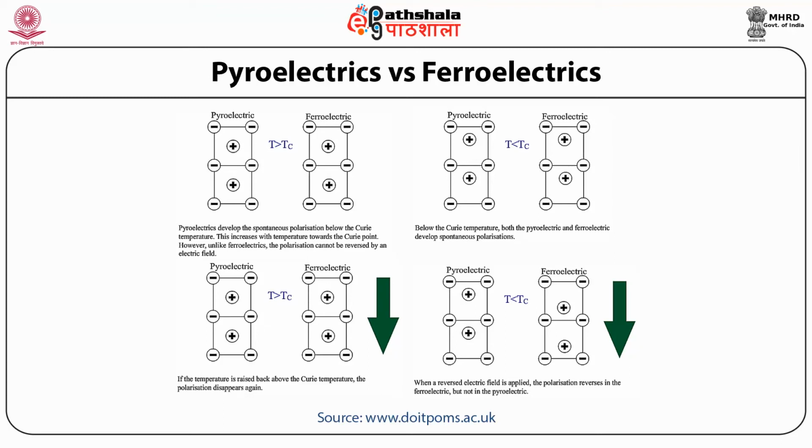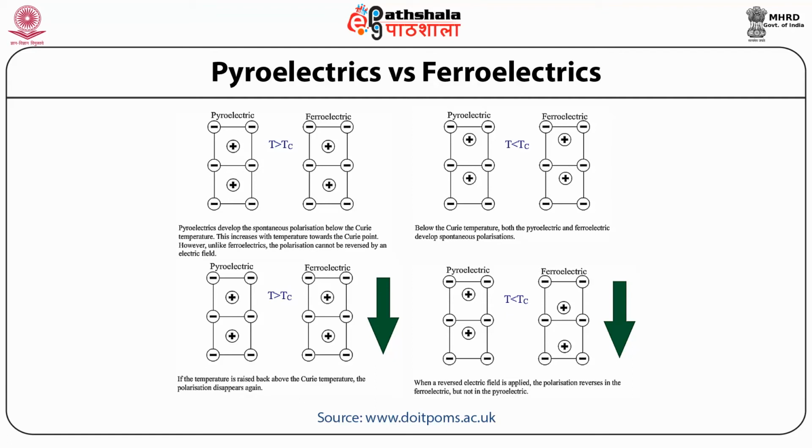Now let us discuss this figure in detail. On the top left corner, you can see a pyroelectric and a ferroelectric. The pyroelectric develops spontaneous polarization below the Curie temperature. This increases with temperature towards the Curie point. However, unlike ferroelectrics, the polarization cannot be reversed by an electric field. The second case is shown on the bottom left corner, where if the temperature is raised back above the Curie temperature, the polarization disappears again.